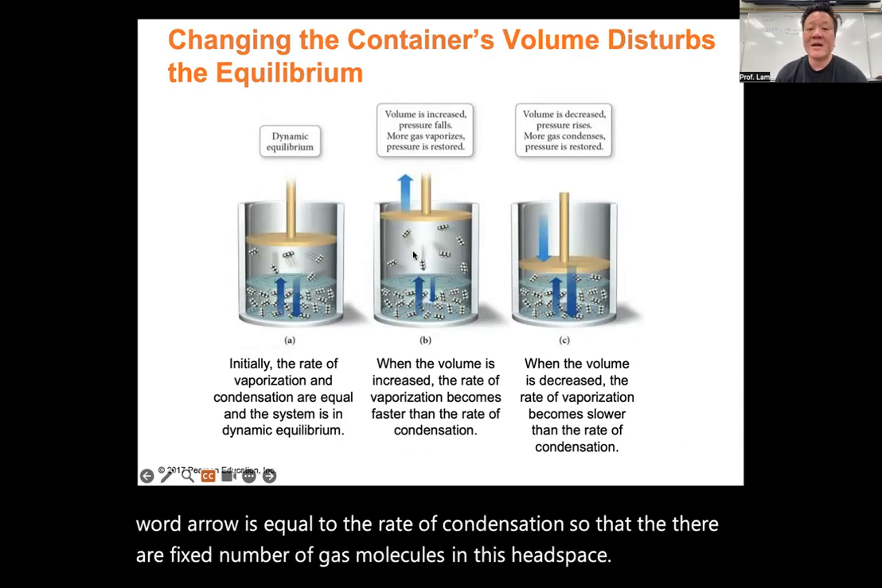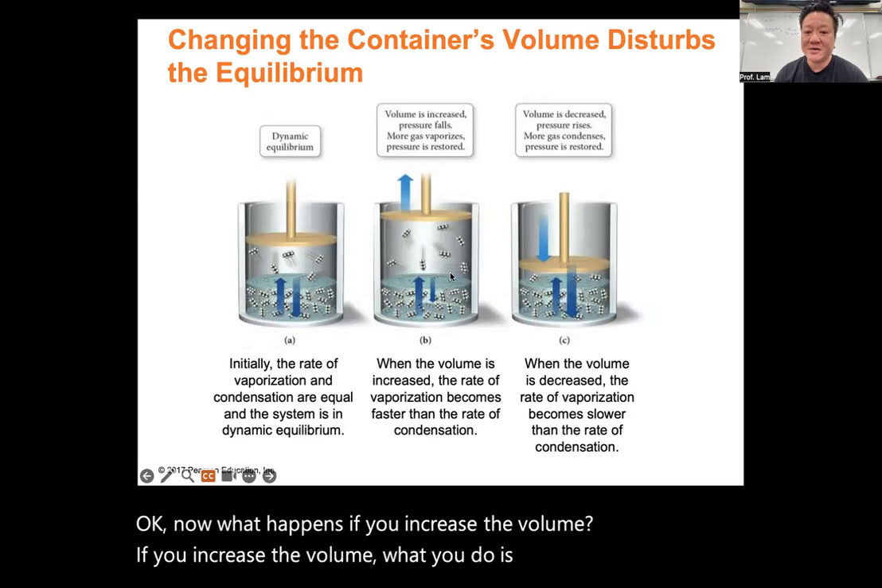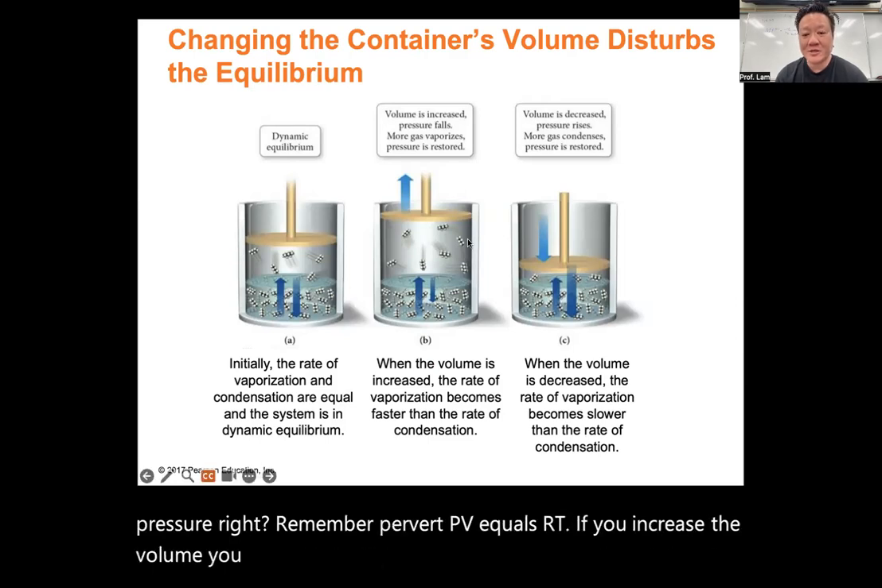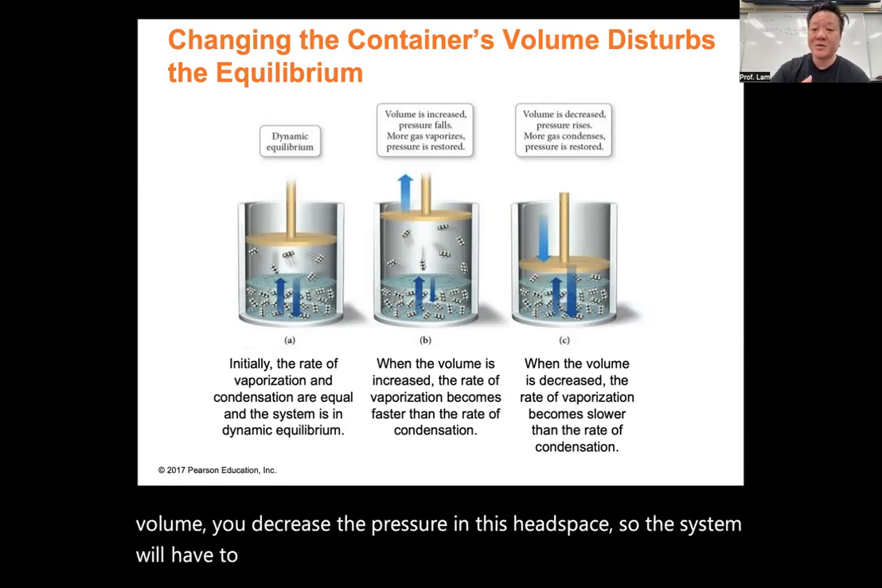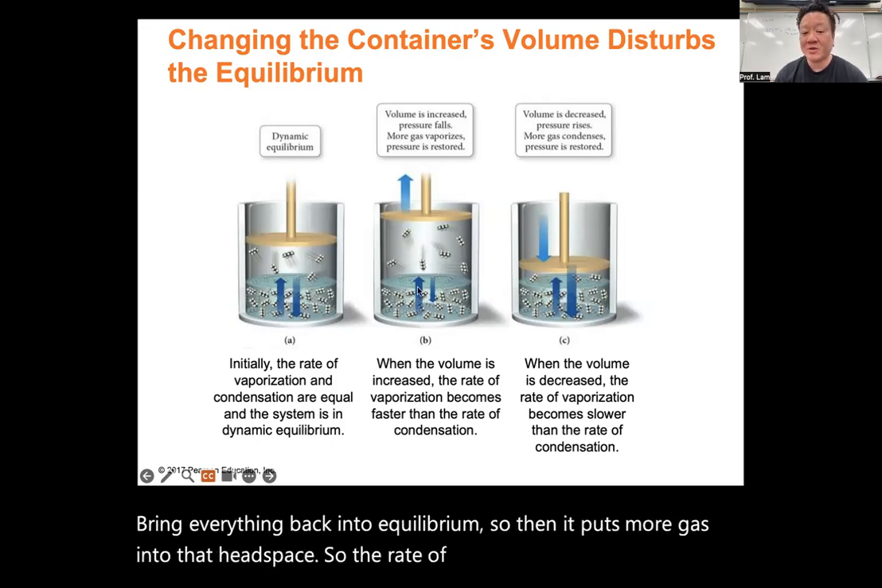Now what happens if you increase the volume? If you increase the volume, you decrease the pressure, right? Remember PV equals nRT? If you increase the volume, you decrease the pressure in this headspace. So the system will have to correct in order to bring everything back into equilibrium. So it puts more gas into that headspace. The rate of evaporation will increase if the volume is increased.